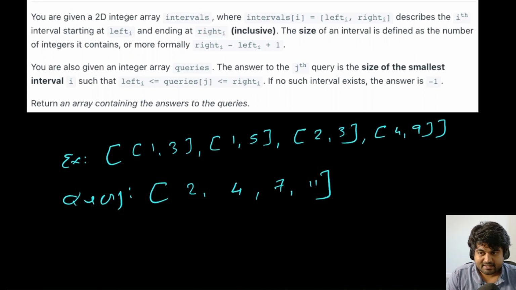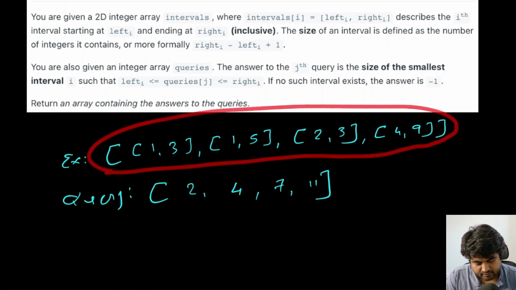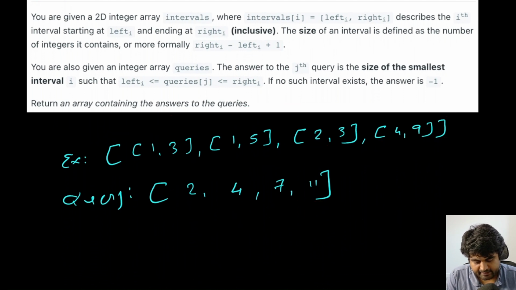So let's try to understand it with an example. Suppose this is our intervals 2D array that we are given. We can notice that there are 4 intervals given in total, and we are given 4 different queries that we need to find answers to. So let's go through queries one by one. So the first query is query number 2.